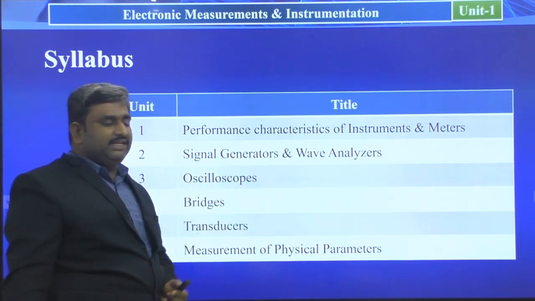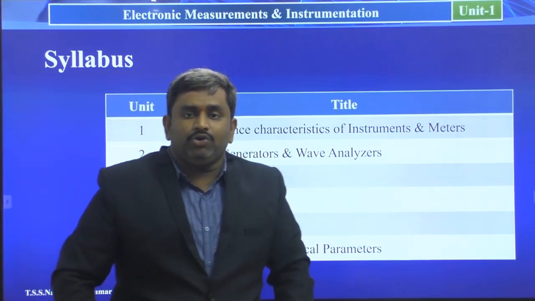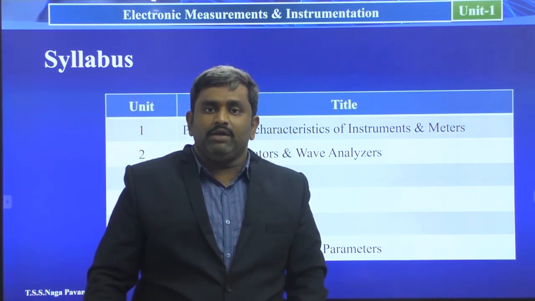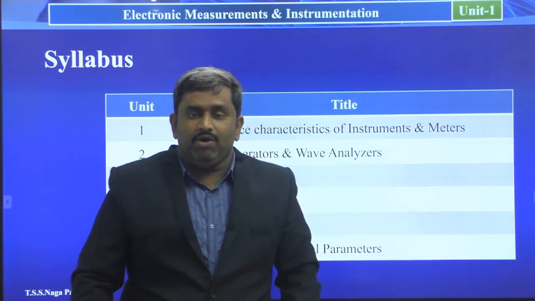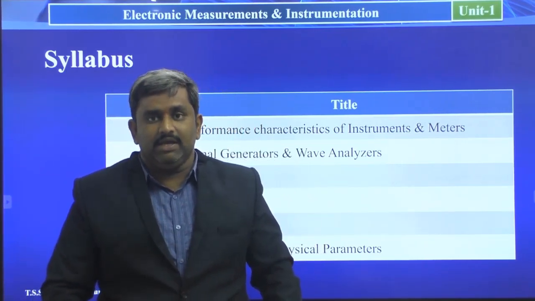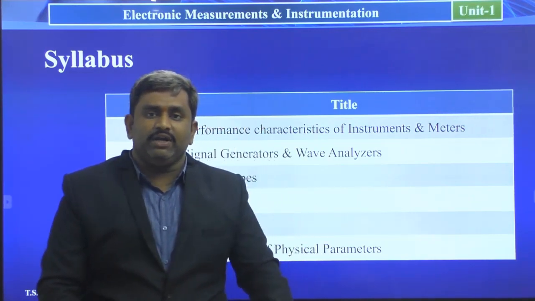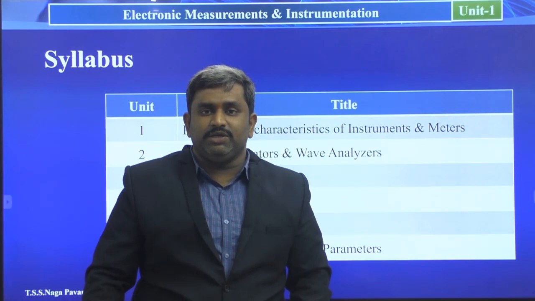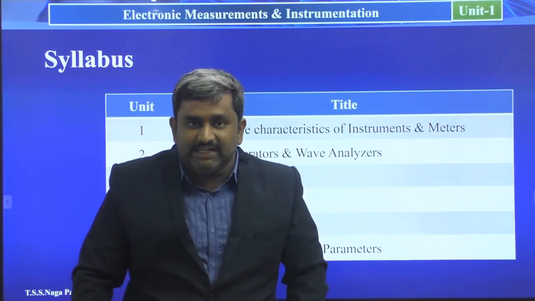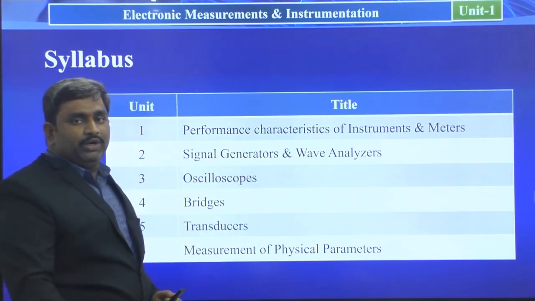Now coming to the second unit: signal generators and wave analyzers. In the electronics laboratory, we use sinusoidal, triangular and pulse signals, and we have analyzers like spectrum analyzers. These are the instruments we have studied in theory and laboratory subjects. How these instruments generate signals, and the behavior of these signals, we will see in the second unit.